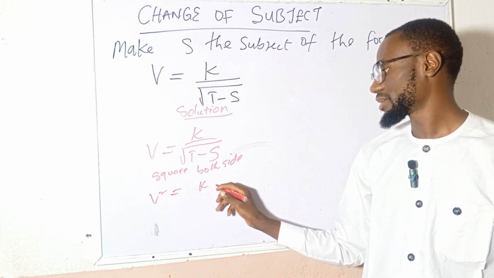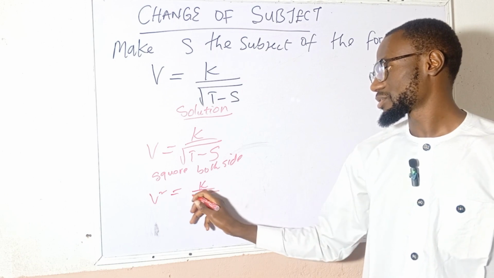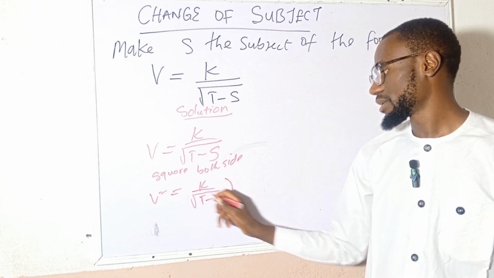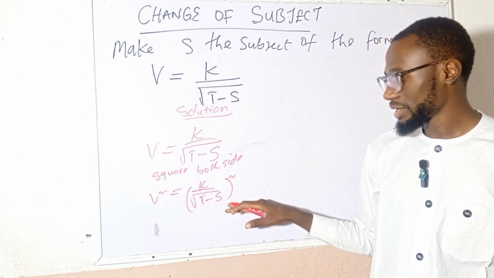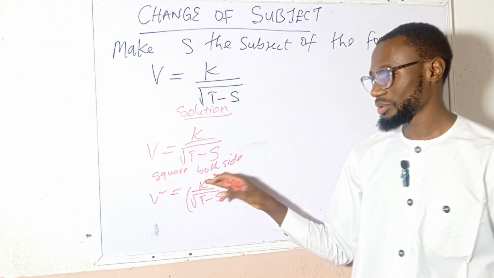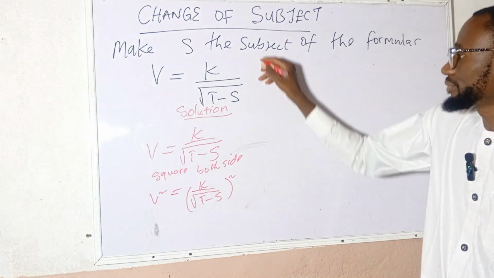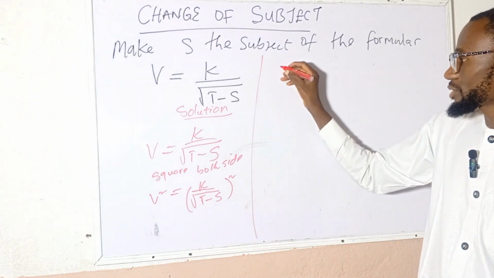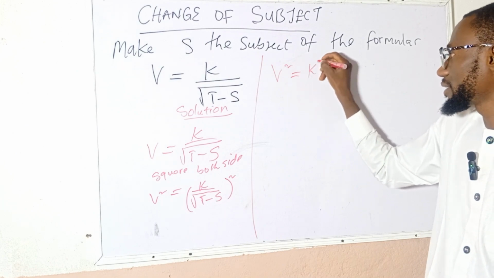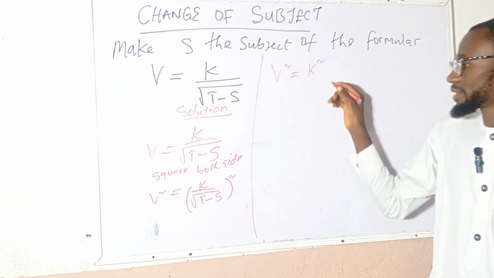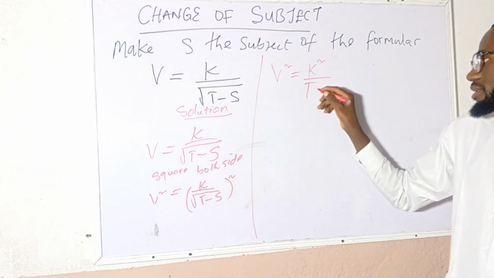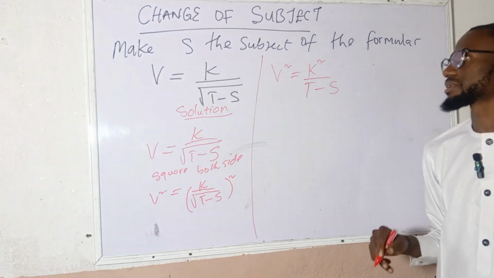If we square both sides, then we have k all over the square root of t minus s, then look at this square. The square will cancel the square root, and this k must also contain a square. Then we have b square is equal to k square all over t minus s.